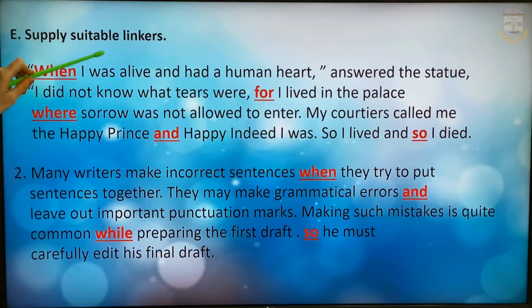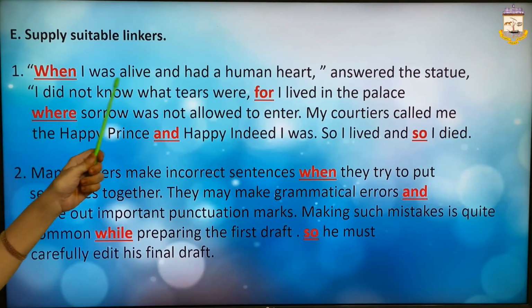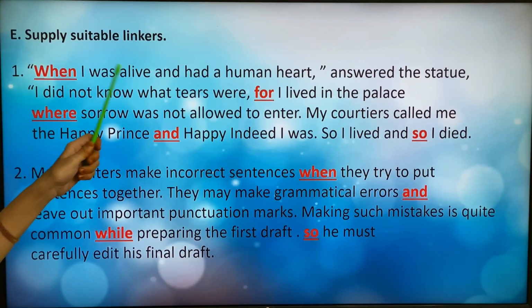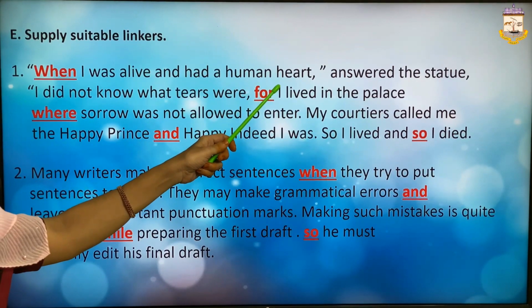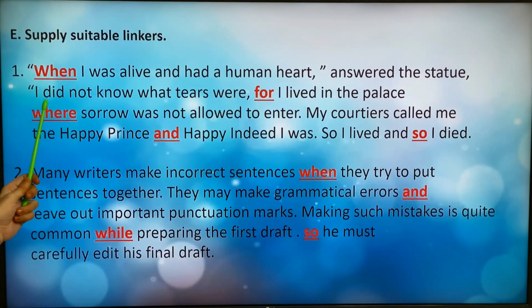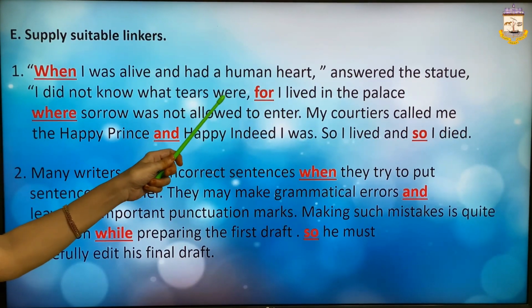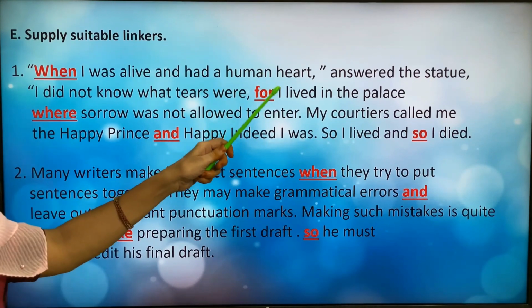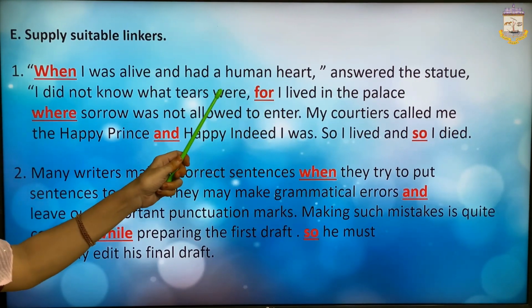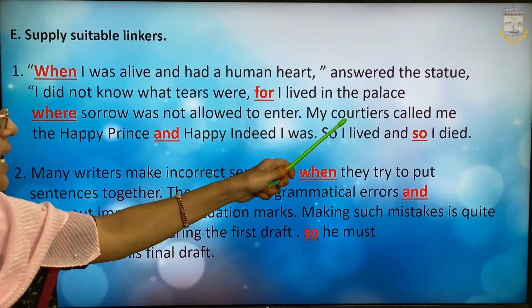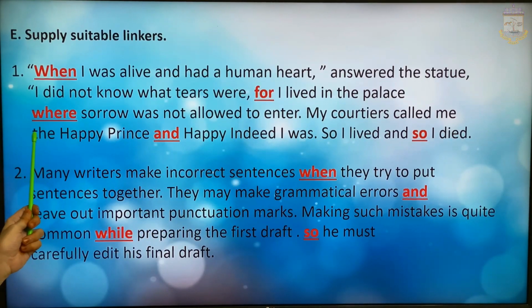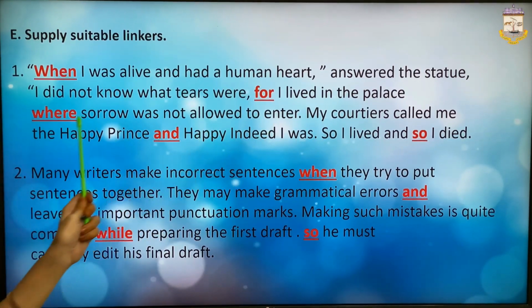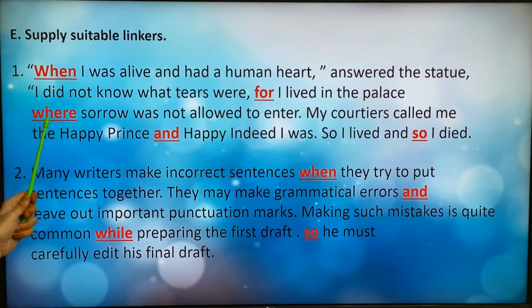Here supply with suitable linkers. All this time you were doing with sentences. Now you are doing small paragraphs. Dash I was alive. When I was alive. Time. When I was alive and had a human heart, answered the statue. I did not know what tears were. For is used here instead of because. For I lived in the palace where sorrow was not allowed to enter. Place. For place you are using the conjunction where.